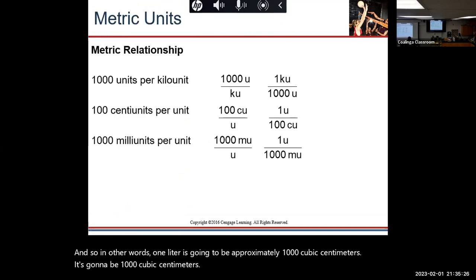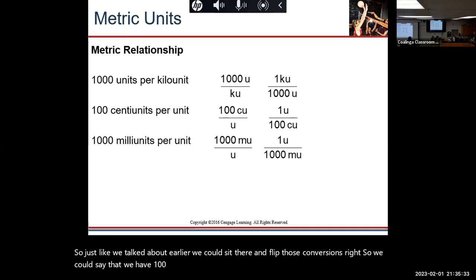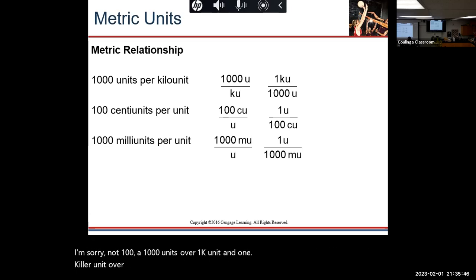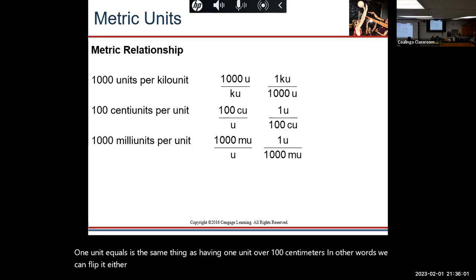So just like we talked about earlier, we can flip those conversions, right? So we can say that we have 1,000 units over 1 kilo unit. Or we can say we have 1 kilo unit over 1,000 units. So that's 1,000 units over 1 kilo unit and 1 kilo unit over 1,000 units. Or we can say the same thing in terms of the centi. So 100 centi units over 1 unit is the same thing as having 1 unit over 100 centi units. In other words, we could flip it either way to get our equations the way that we need.